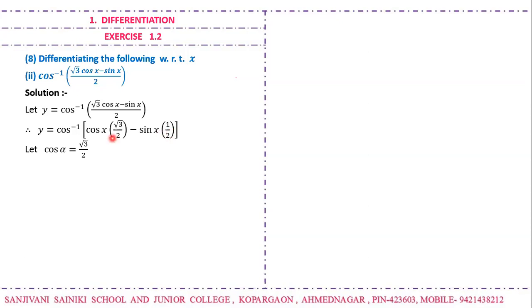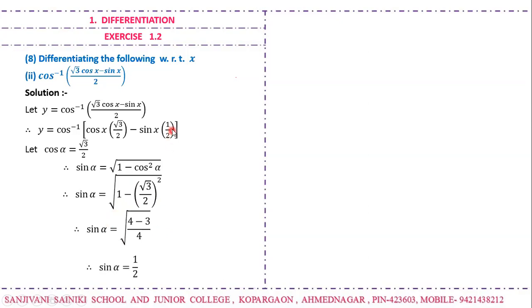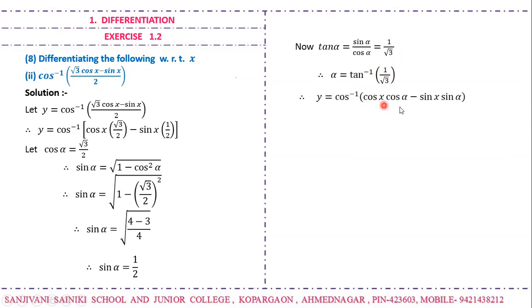Okay, no harm. Now here cos alpha is equal to root 3 by 2, and therefore sin alpha is equal to under root 1 minus cos square alpha. We can verify that sin alpha is 1 upon 2. So using these two, sin alpha and cos alpha, you can find the value of tan alpha. Tan alpha is 1 upon root 3, so alpha is tan inverse of 1 upon root 3. So y is equal to cos inverse of cos x cos alpha minus sin x sin alpha. So cos inverse of cos of x plus alpha, because cos a cos b minus sin a sin b is cos of a plus b, the addition angle formula. So again here cos inverse of cos x is x. Using that property we get y equal to x plus alpha.